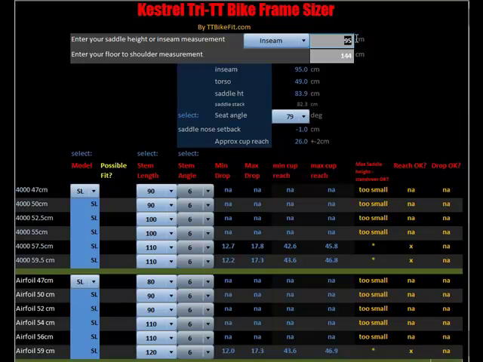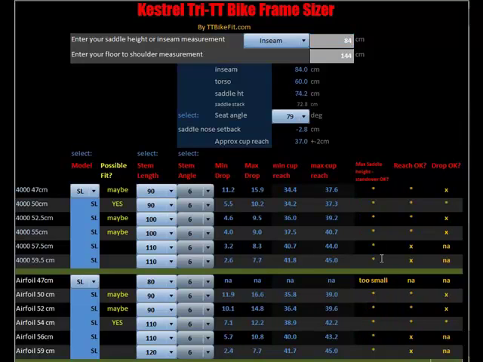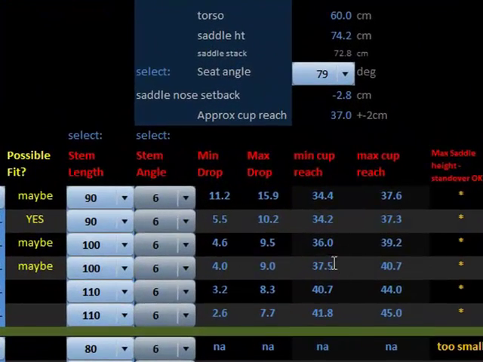The second test is to look at the reach range. Once your parameters are entered here, it's going to give you an approximate cup reach for this person of 37 plus or minus 2 centimeters. And it's going to look at, for each frame, the minimum and maximal cup reach that's achievable based upon the stock equipment on that frame. This person's looking for probably 37 plus or minus 2 centimeters, and you'll see that a number of these frames can fit within that reach range. So you get a star next to all the frames that do pass or meet the relevant reach range.